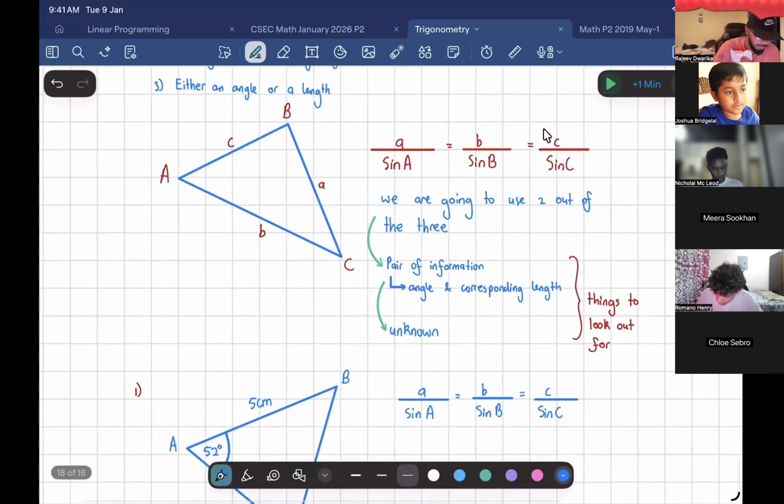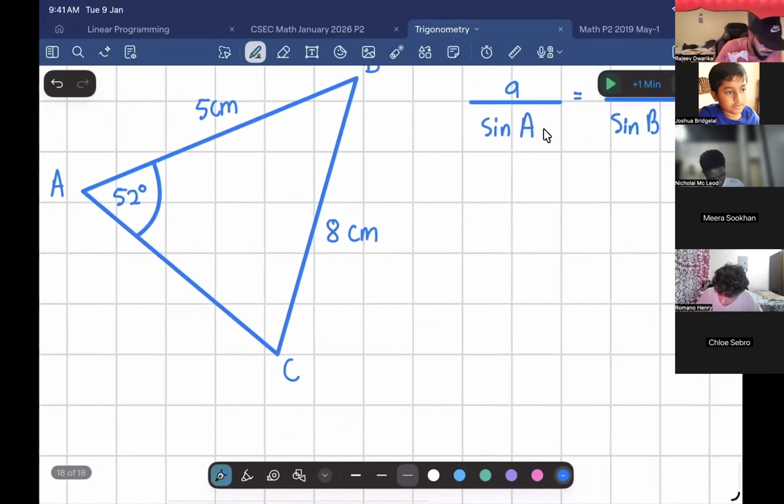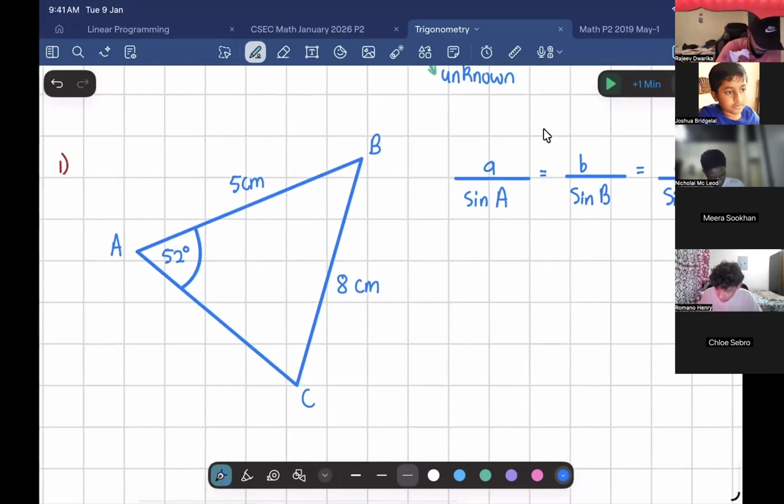So, Chloe, the first thing I want you to look out for is a pair of information, so an angle and its corresponding length. Let's lay on the triangle quickly. If this is angle A, what would I call this side? You have to say baby A. If this is angle B, what would I call this? Baby B. Very good. I'm so proud of you for that.